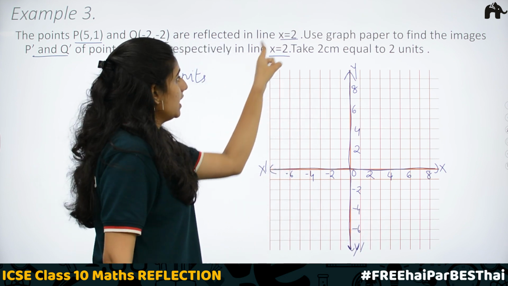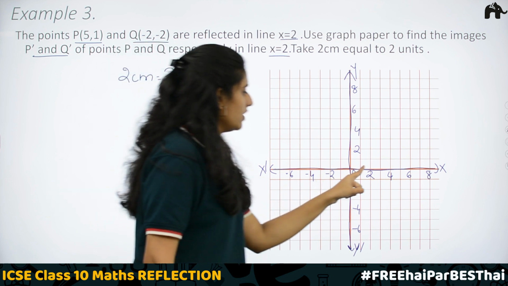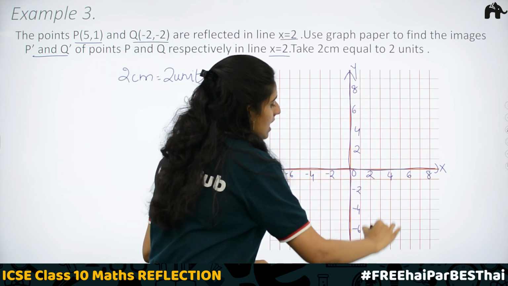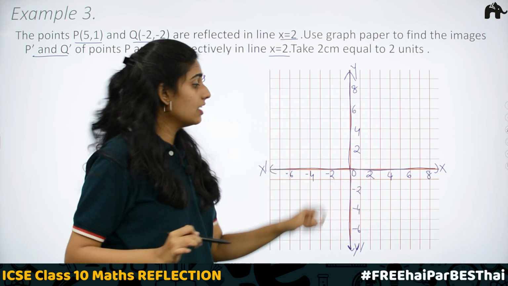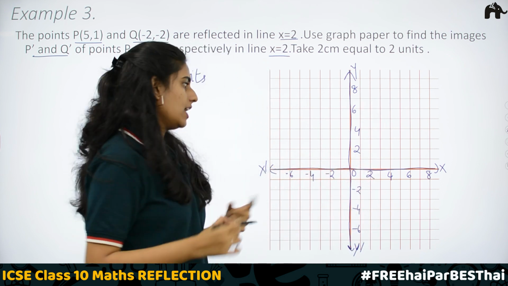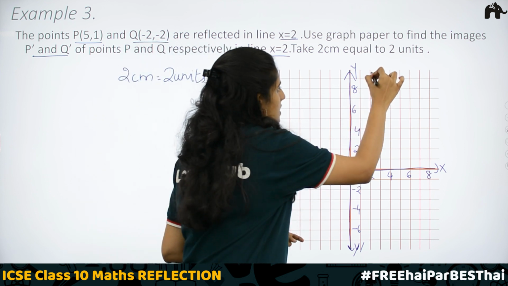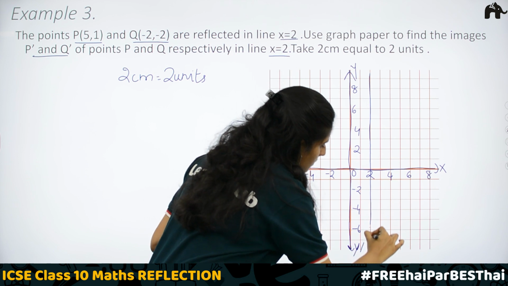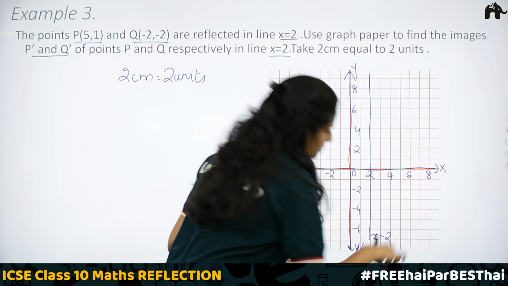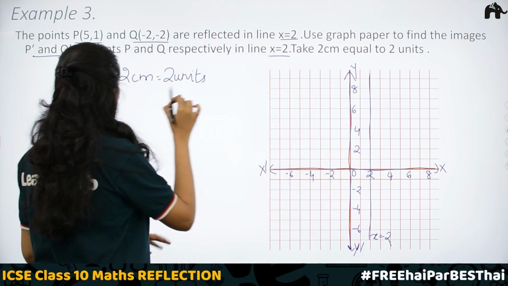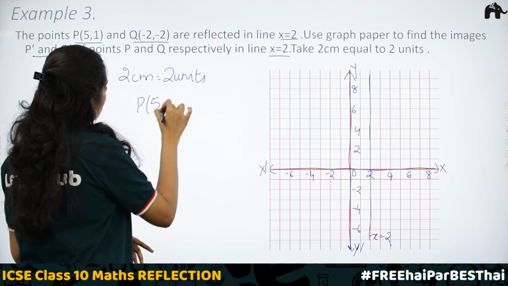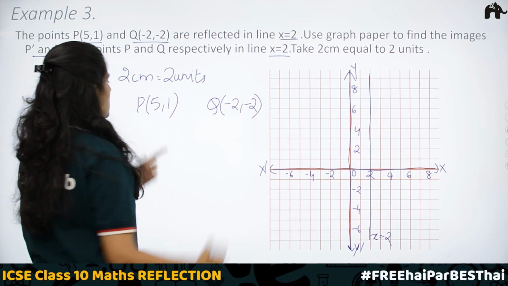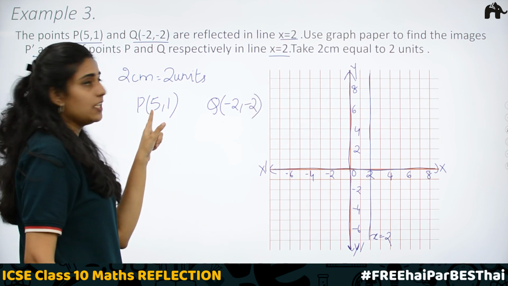Okay. Let us find the line x is equal to 2. Here we have x is equal to 2. Every point that lies along this line will have x value equal to 2 and the y coordinate will be changing. So this is the line where x is equal to 2. Now we need to find the points P 5, 1 and Q minus 2, minus 2. First, let us mark the point P 5, 1.